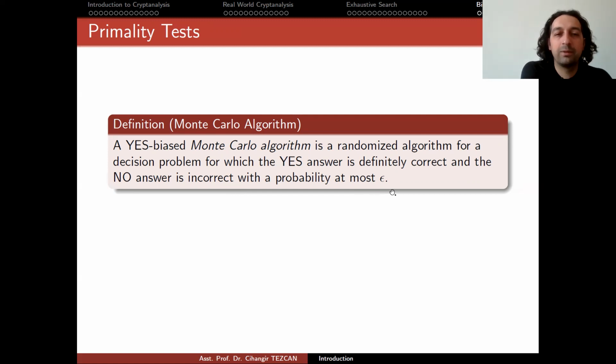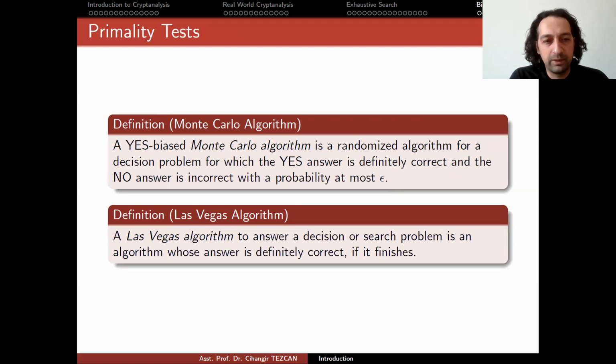So there are some algorithms which we call Monte Carlo algorithms, so that when they give you an answer as yes, it is definitely true. And when the algorithm provides you the answer no, it is true with some probability. And these are actually used in primality testing.